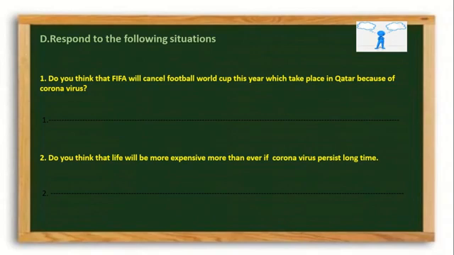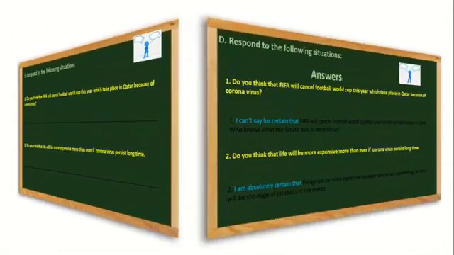Respond to the following situations. So students, now it's your turn to respond. Do you think that FIFA will cancel Football World Cup this year, which will take place in Qatar because of coronavirus? So you have to respond to this situation. What can you say? Do you think that life will be more expensive more than ever if coronavirus persists a long time? Very good. So, oh, sorry. So here it's a question mark. Students, please place it. So here we need to make a question.